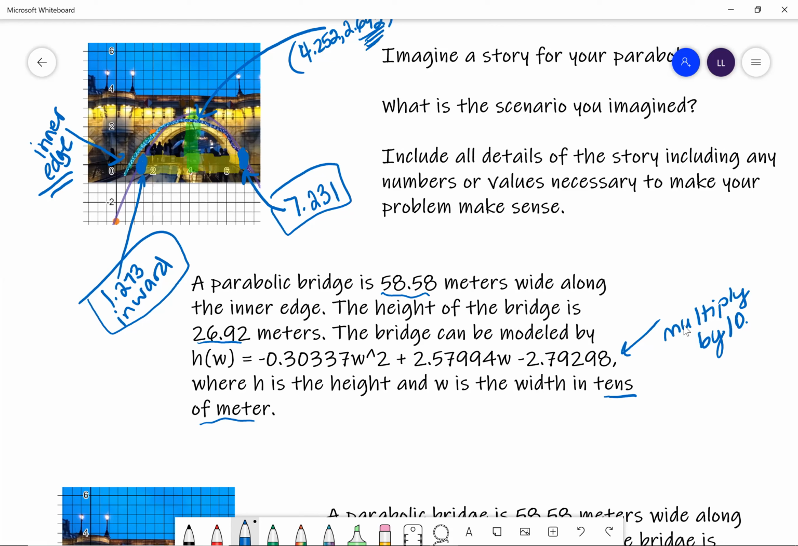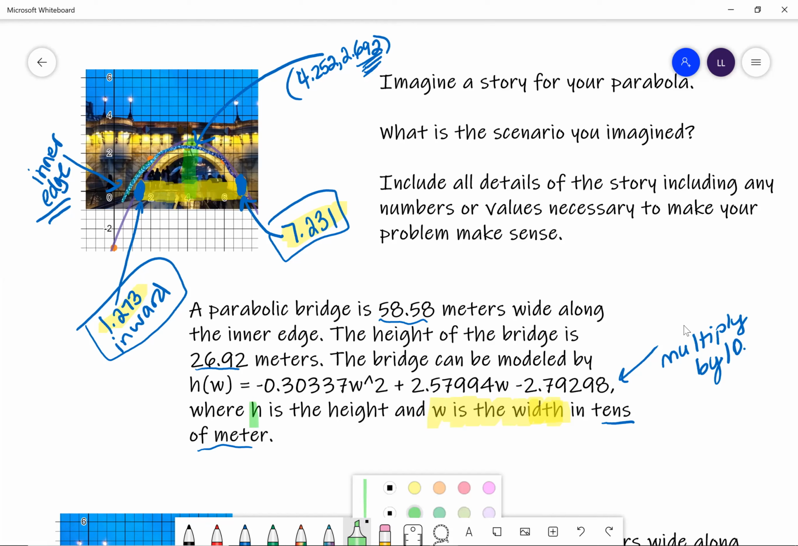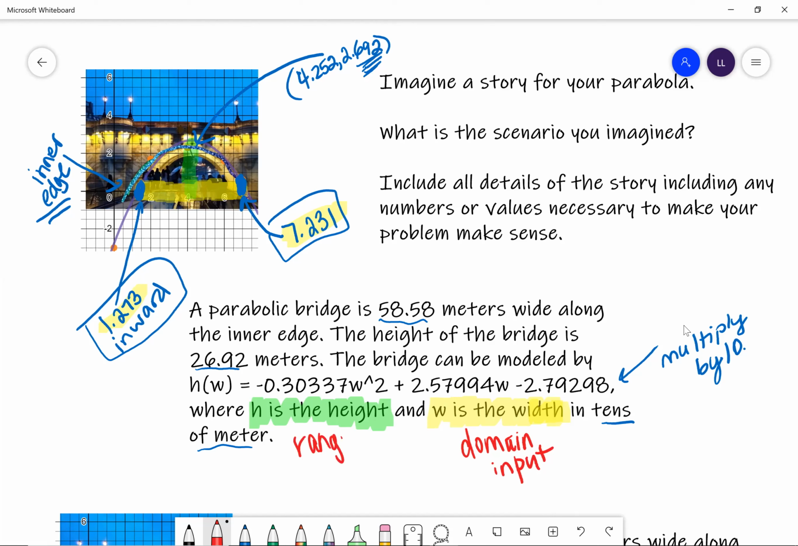My height, all right, which is h, is my range. My height is my range. So this is my width, so that's my domain or my input values, right? Input values. And this is my range, my output values. Okay? And that is represented here by the green.